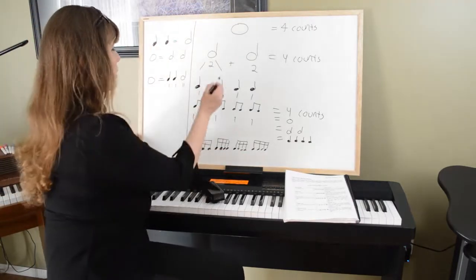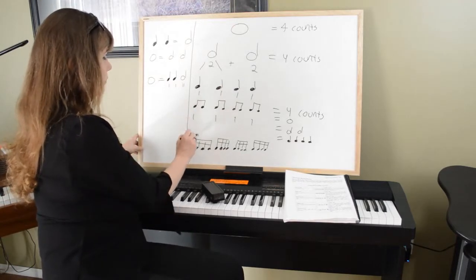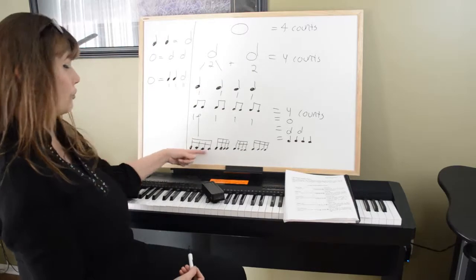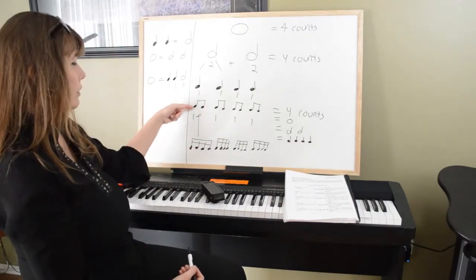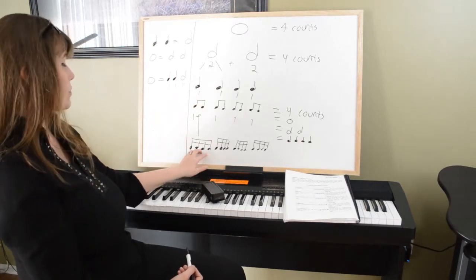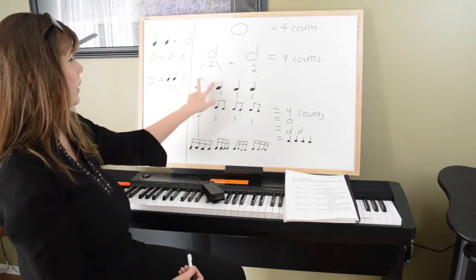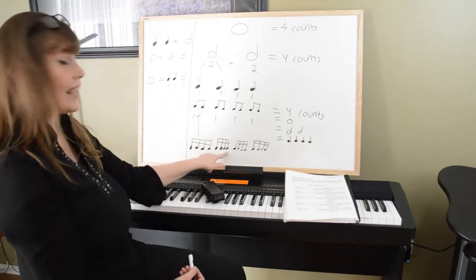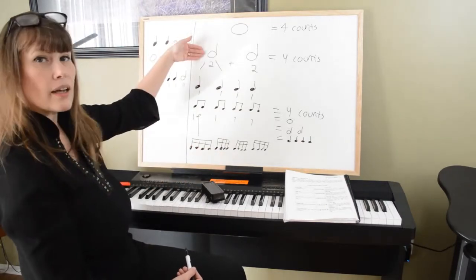Or we can separate it smaller and say to equal an 8th note, we need 4 16th notes to equal the same as 2 8th notes. Or we need 4 16th notes to equal the same thing as 1 quarter note. But we would need 8 16th notes to equal the same thing as a half note.